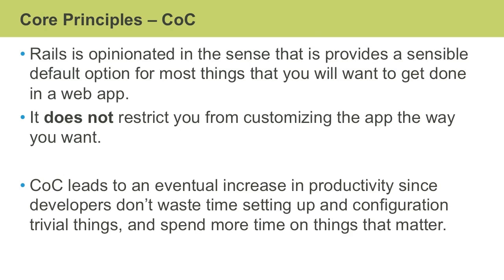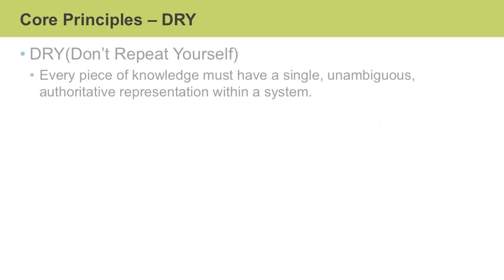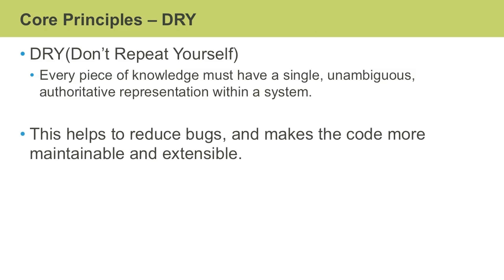The second guiding principle behind the Rails framework is known as DRY, or don't repeat yourself. Essentially, every piece of knowledge must have a single, unambiguous, authoritative representation within a system. You'll find that in as many places as possible in Rails, developers try to write logic only in one place and attempt to reuse that piece of work in as many places as possible. This helps to reduce bugs and makes the code much more maintainable and extensible.